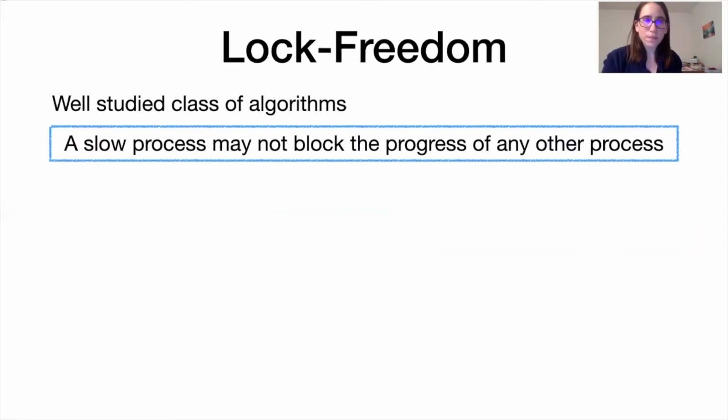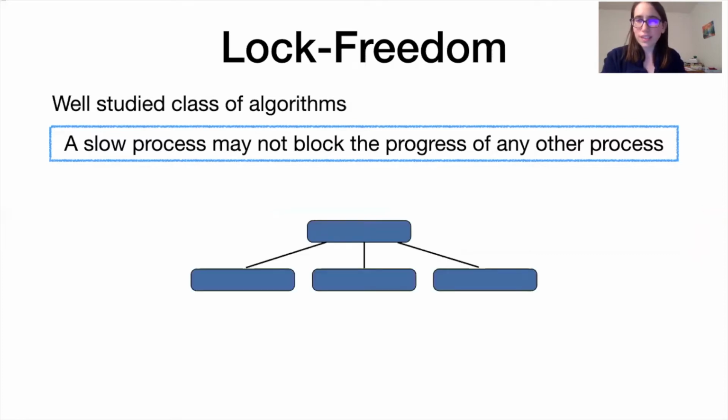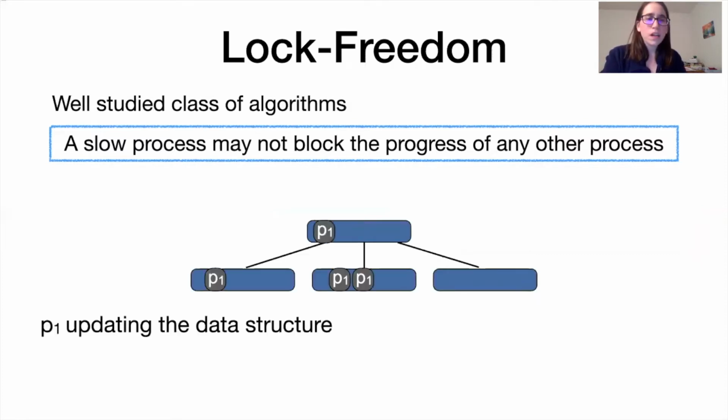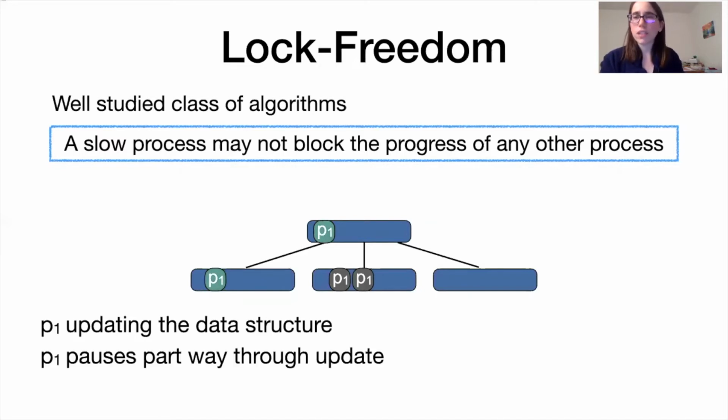Now, luckily, there's a class of algorithms called lock-free algorithms that naturally deal with the first of our 2 problems. The idea of lock-free algorithms is that we don't allow a slow process to block the progress of any other process. So again, let's look at an example to make it more concrete. Let's say we have a process P1 that's executing an update on this data structure, and in this update, it wants to modify these 4 memory locations.